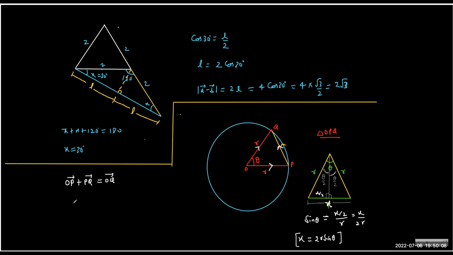But what are we really interested in? We are interested in PQ, correct? We want the length of PQ. We can separate it, and we'll write OQ vector minus OP vector. And we are looking for length, so I can take the modulus on both sides of this equation.